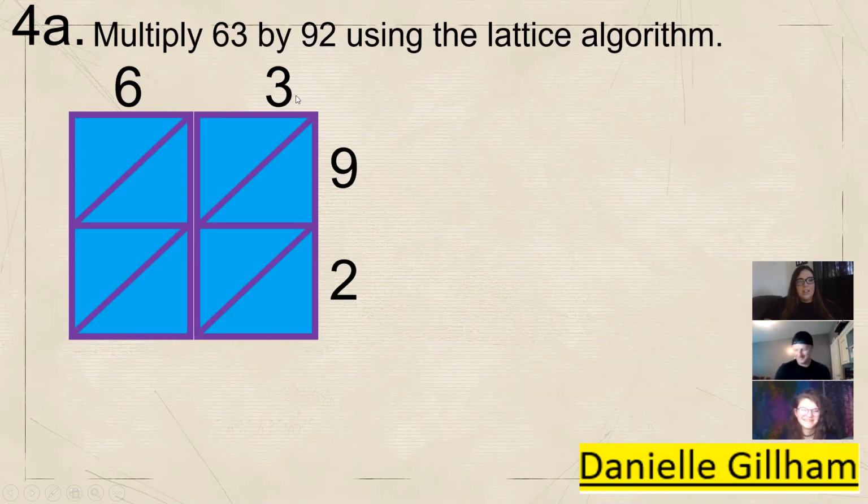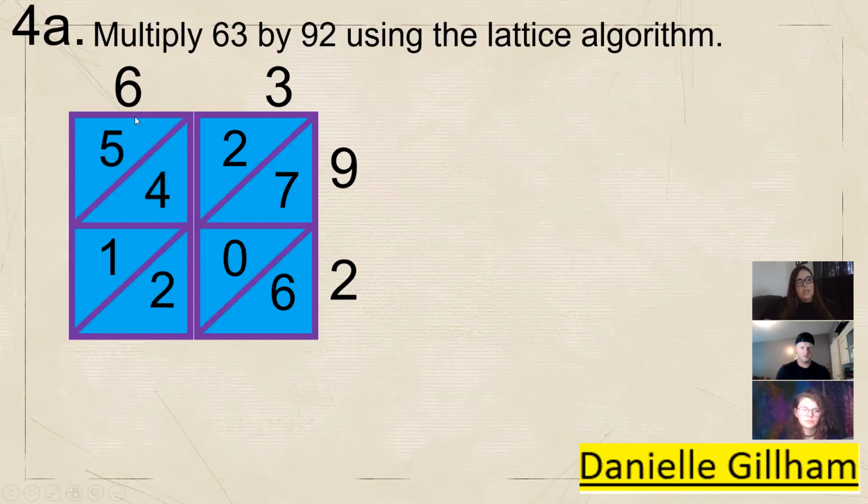I'm not sure. So you can start however you want, but I just started right here. So 3 times 2 is 6. So there was no tens place digit, so I put a 0. And then 3 times 9 is 27. And then 6 times 2 is 12. And 6 times 9 is 54. I like it. I like it.